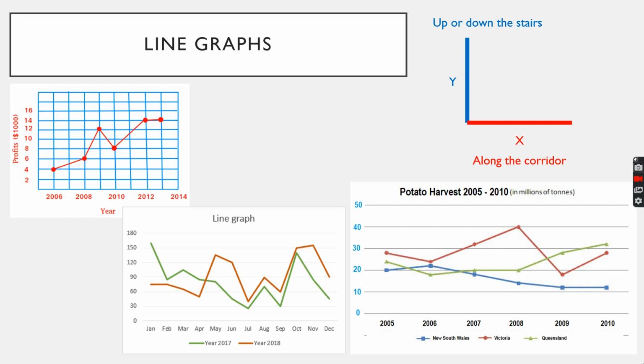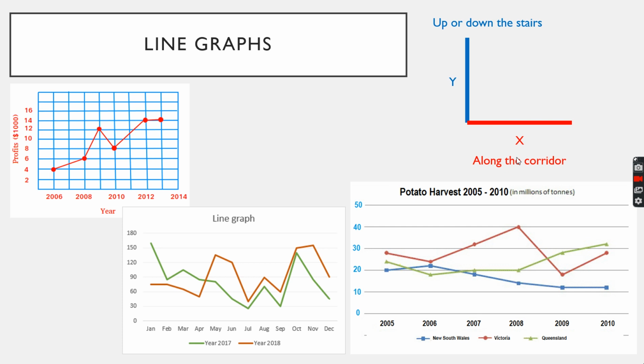So in the top, just to start off, we've got our revision. Your x-axis is your horizontal axis and your y-axis is your vertical axis. I always remember my y-axis because it's got that little tail at the bottom, and that is going up, so that helps me remember that the y is the up axis. And then you've got the little rhyme or jingle that is along the corridor and up the stairs. You've probably heard that before.